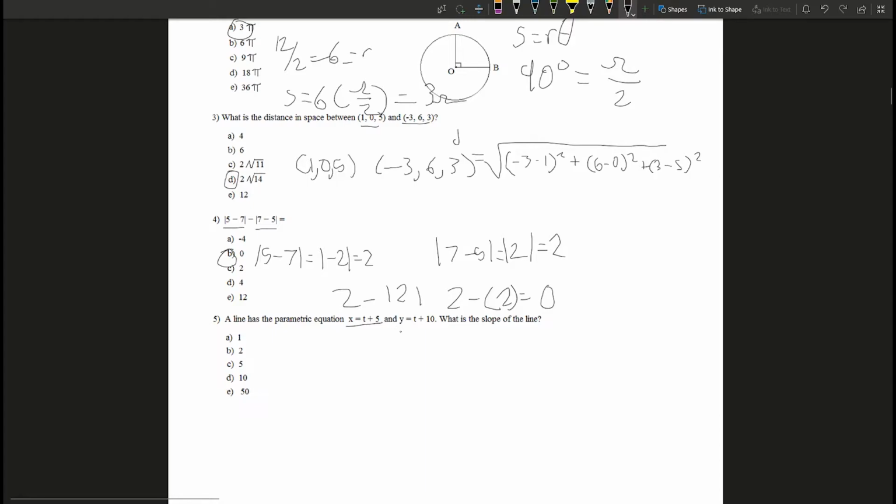So x equals t plus 5 and y equals t plus 10. So x minus 5 is going to be equal to t. Y is going to be equal to, we're going to plug that x minus 5 in. Y is going to be equal to x minus 5 plus 10. Y is going to be equal to x plus 5. Yes, x plus 5. And then you'll notice that our m here in mx plus b is just 1. So our slope is going to be 1.